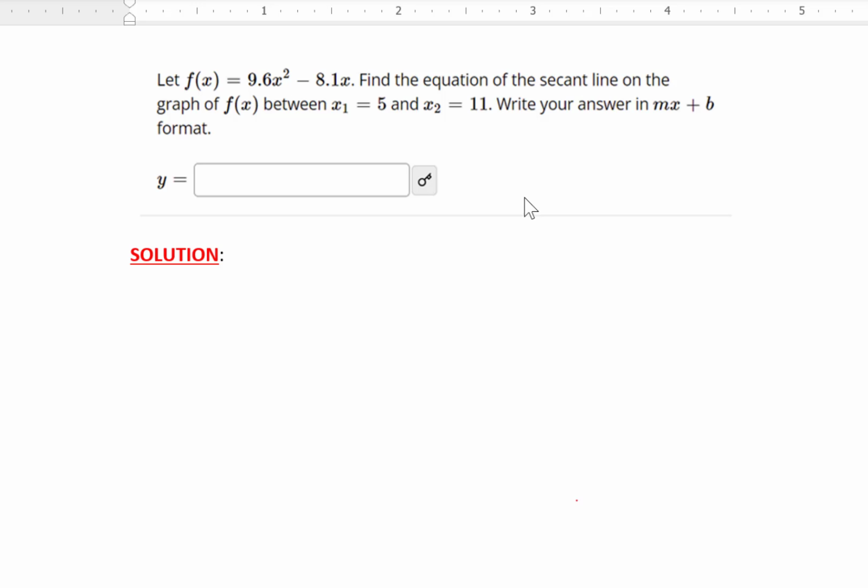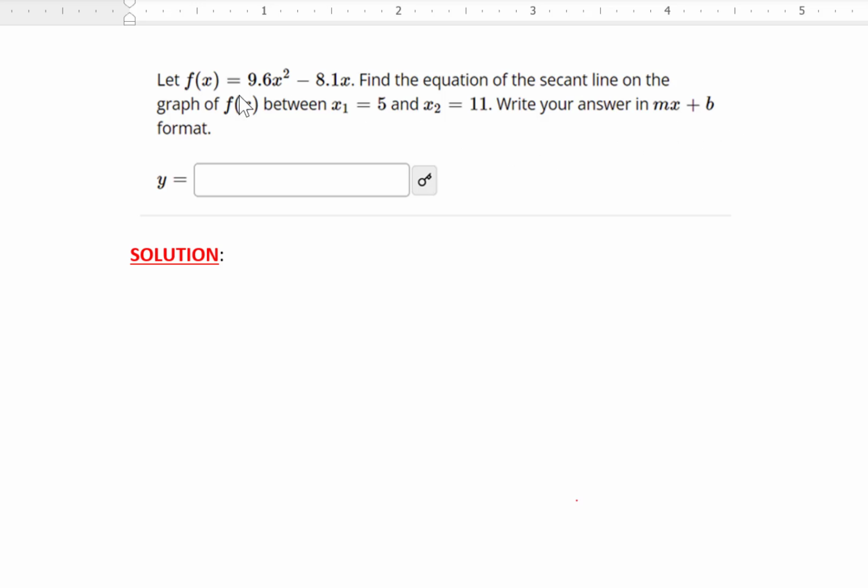In this problem, we've been given a function f of x. We see that it's a quadratic function. We've been asked to find the equation of the secant line on this function from x equals 5 to x equals 11, and we've been asked to write it in slope-intercept form.